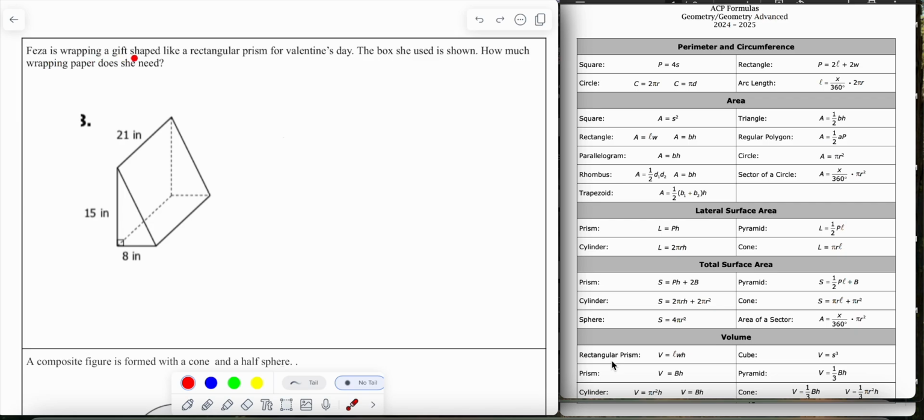Pfizer is wrapping a gift shaped like a rectangular prism for Valentine's Day. The box she used is shown. How much wrapping paper does she need?